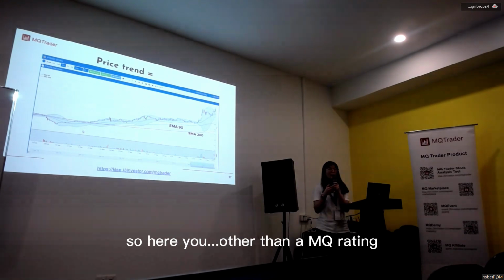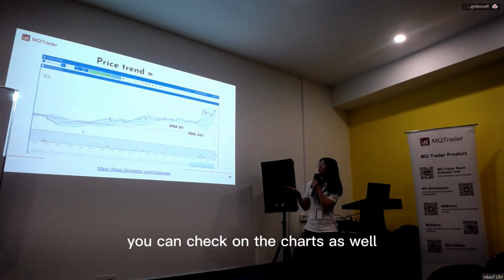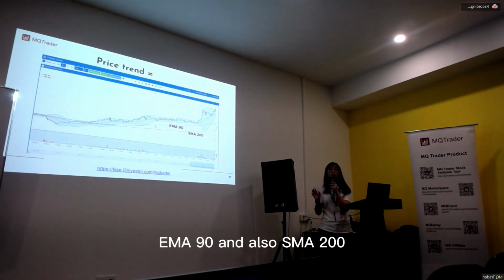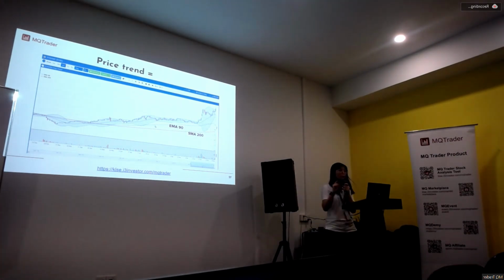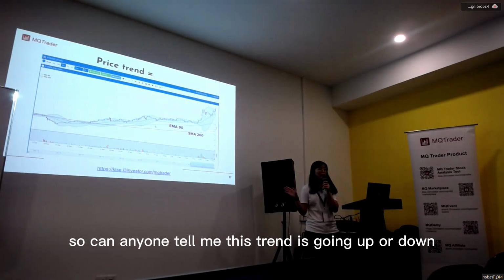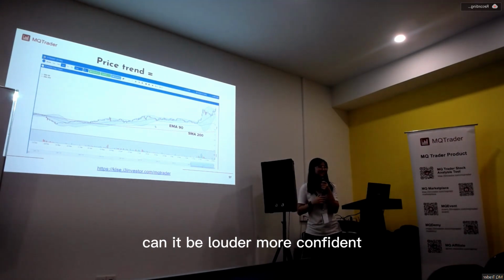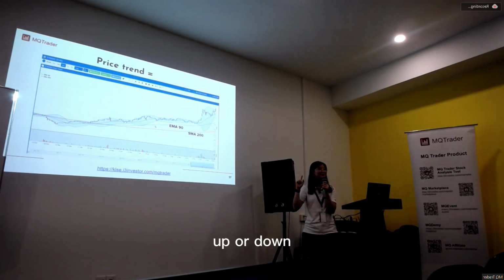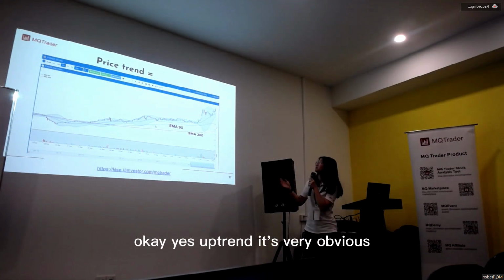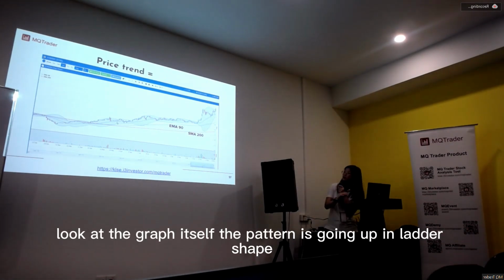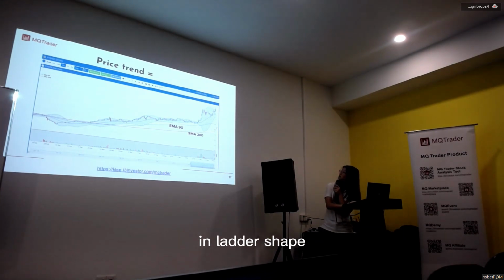So here, other than the FQ ratings, you can check on the charts as well, where you can check the trend line. Here, I'm using EMA 90 and also SMA 200. Okay, so can anyone tell me this trend is going up or down? Can it be louder, more confident? Up or down? Okay. Yes, uptrend. It's very obvious. One thing you can look at is the graph itself, the pattern is going up in a ladder shape, in a ladder shape.